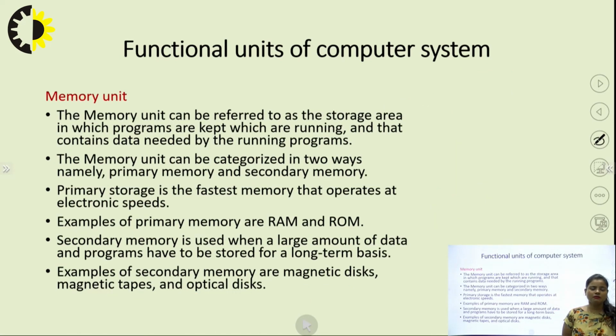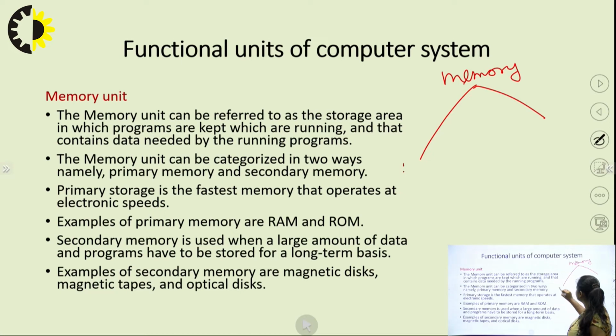Next we have the memory unit. What is the memory unit? The memory unit can be referred to as the storage area in which programs that are running are kept, and that contains data needed by running programs. The first point is very clear to you. The second point says that the memory unit can be characterized in two ways, namely primary memory and secondary memory. So when we talk about the memory part, memory is of two types: primary and secondary.